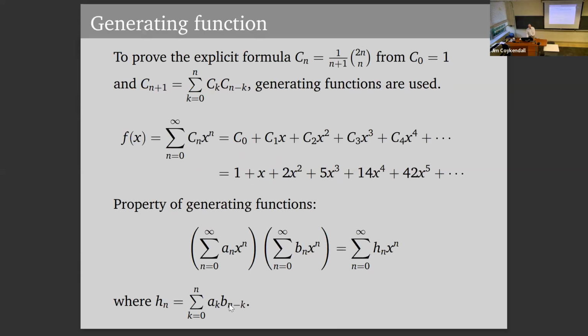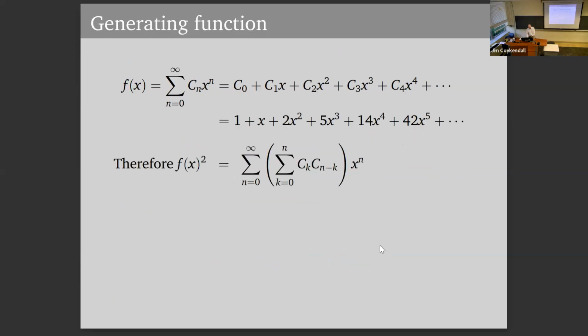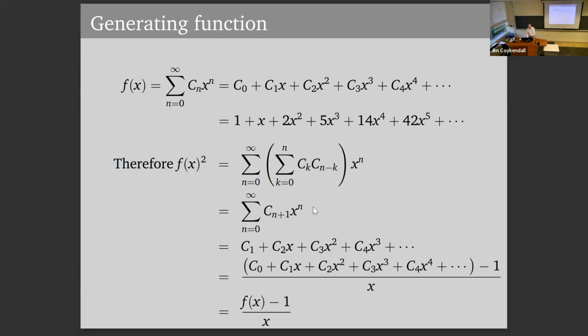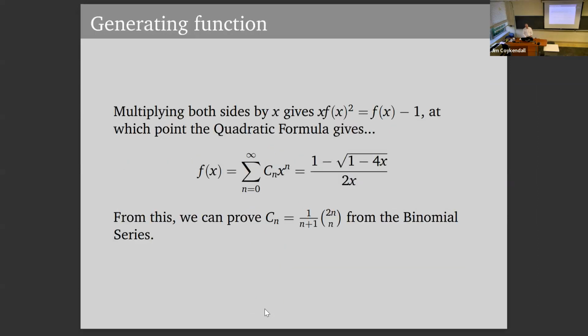A and B are both the Catalan numbers, so you end up getting this, and then basically you can use f of x squared equals f of x minus 1 over x. And then you can solve that with the quadratic formula where f of x is your variable and x is like a coefficient. So we get x in our answer. You have to figure out why this is the minus and not the plus. But you end up getting this, and then this series is known that the coefficients are 1 over n plus 1 times 2n choose n.